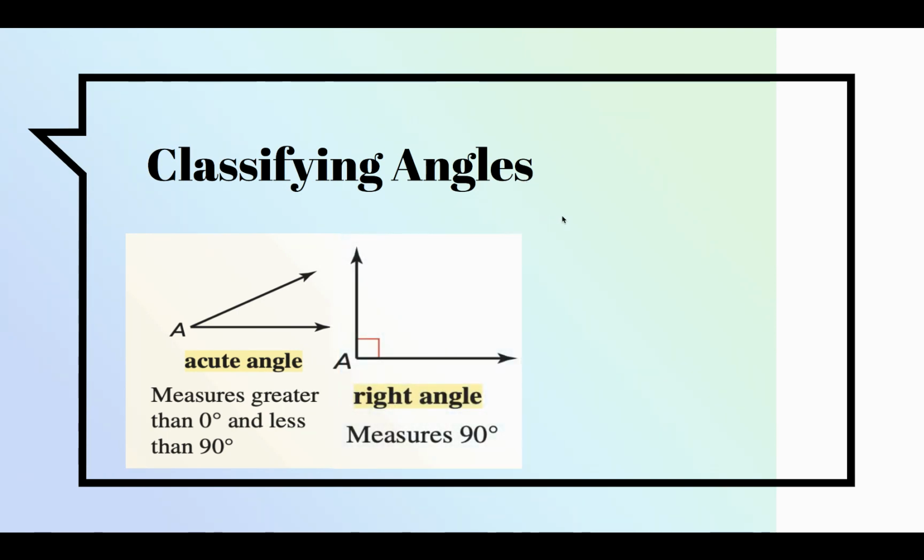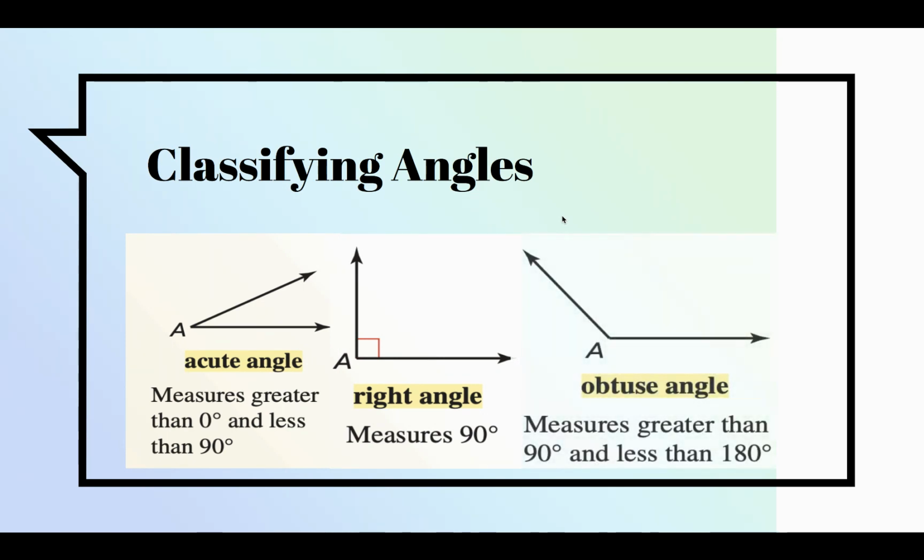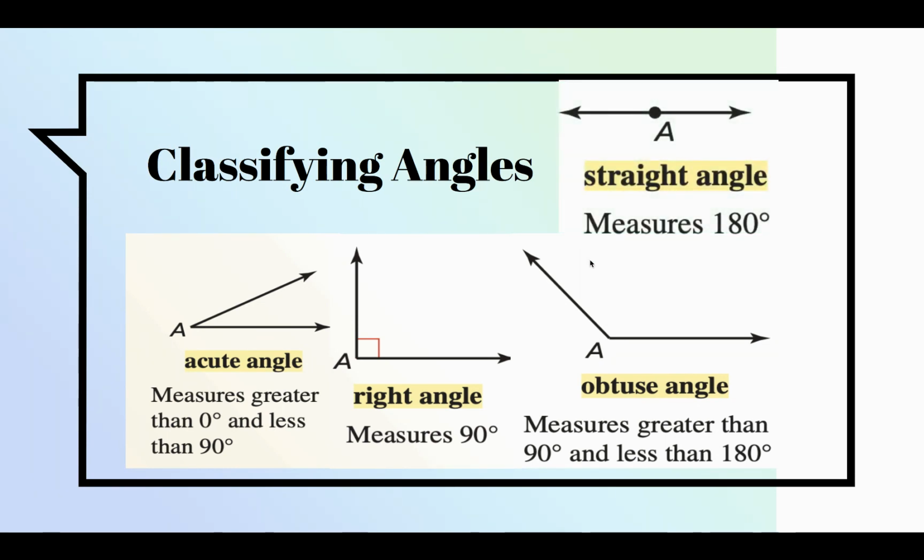If you have an angle that's exactly 90 degrees, that is called a right angle. And if you have an angle that is larger than 90 degrees but less than 180 degrees, so between 90 and 180, that's a very large, very wide angle, that is called an obtuse angle. What if the angle is exactly 180 degrees? Then we call that a straight angle. So these are the 4 classifications that we are going to deal with in this course.